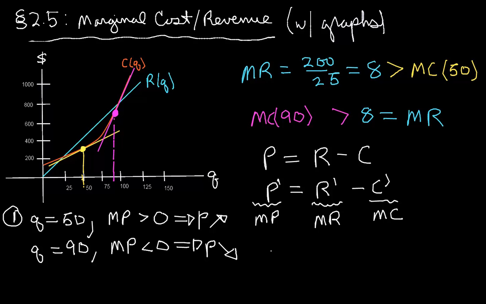What's another thing you could say? Well, let's see here. If the marginal profit's greater than 0, you know what happens. If the marginal profit's less than 0, you know what happens. What happens when the marginal profit is exactly 0? When is that going to happen? That's going to happen exactly when marginal revenue is equal to the marginal cost. And how are we going to determine that from the graph?